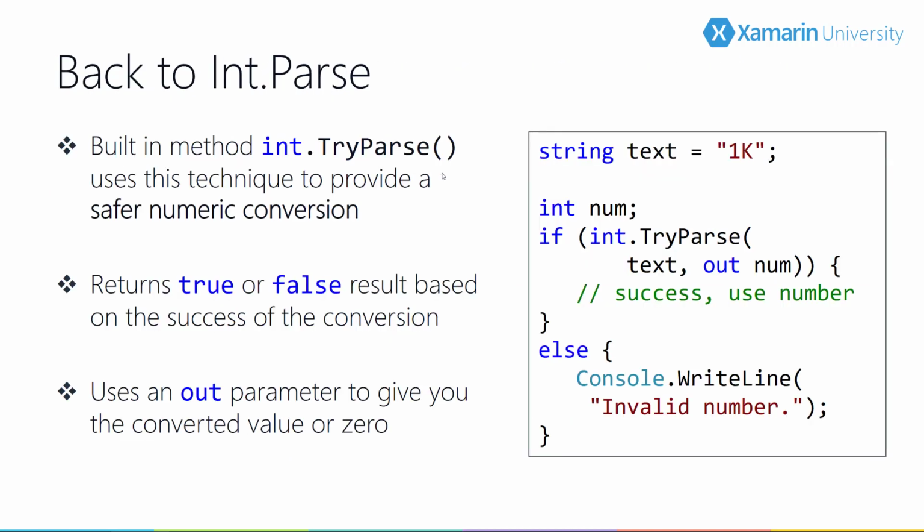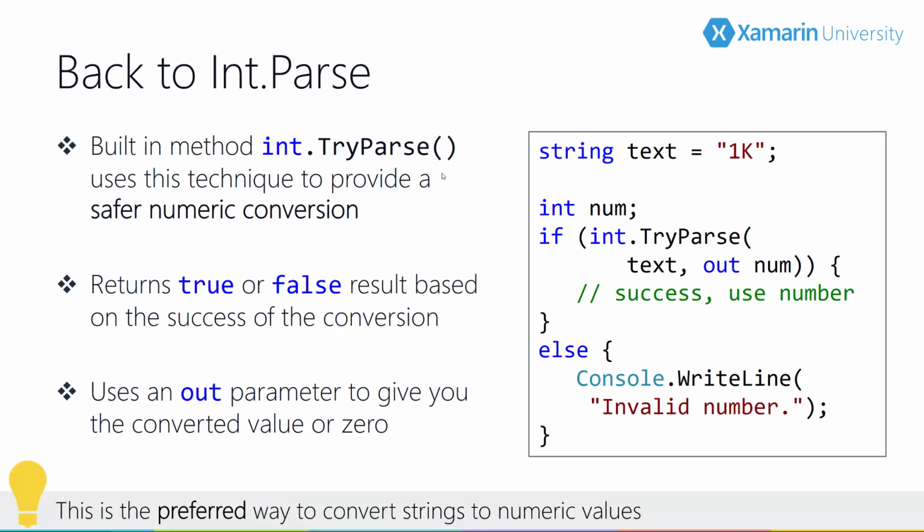Now going back to int.parse, remember I said it would be really nice to be able to report the status and also the converted value? Well, it turns out that there actually is a method called try_parse. Instead of int.parse, I can say int.try_parse, and two things happen here. First, it returns a bool as its return type. That's the reason why I'm able to wrap the try_parse into an if statement. The bool indicates whether or not the conversion was successful.